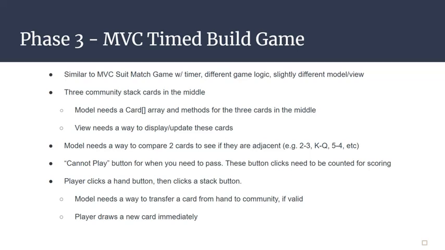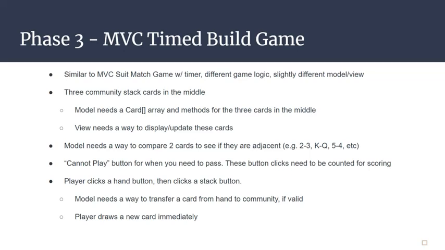You'll need to add a button that says cannot play, so you pass your turn. And this is the button that will count the scoring at the end of the game to see who won. So if you can't play, you push the button, and then that increments your score, and whoever has the highest score or the highest number of passed turns at the end loses, basically.